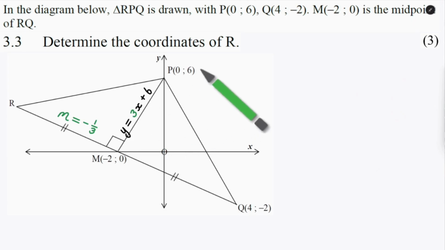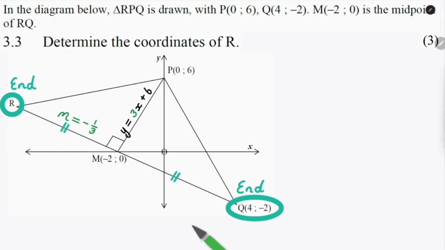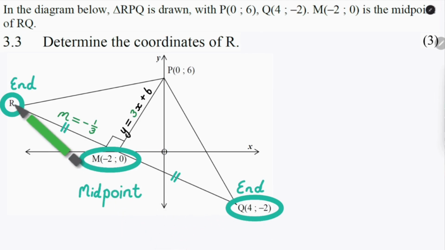And now we need to determine the coordinates of R. R is situated all the way on the left over here. And what I'm noticing about R is that it's the end point for a line that we have the midpoint for. So we've got the end point and the midpoint, and we need the other end point. And also I'm missing 2 variables. I'm missing an x and a y, and that's a kind of giveaway that I have to use the midpoint formula.